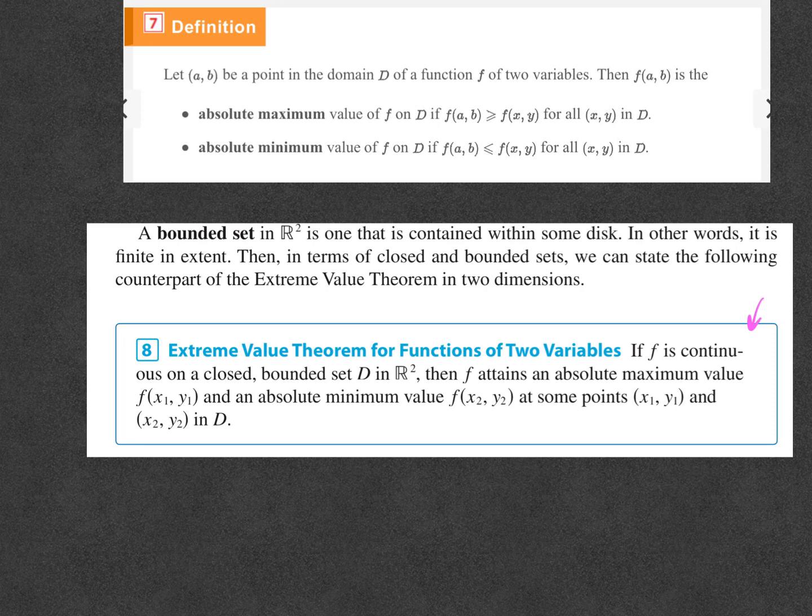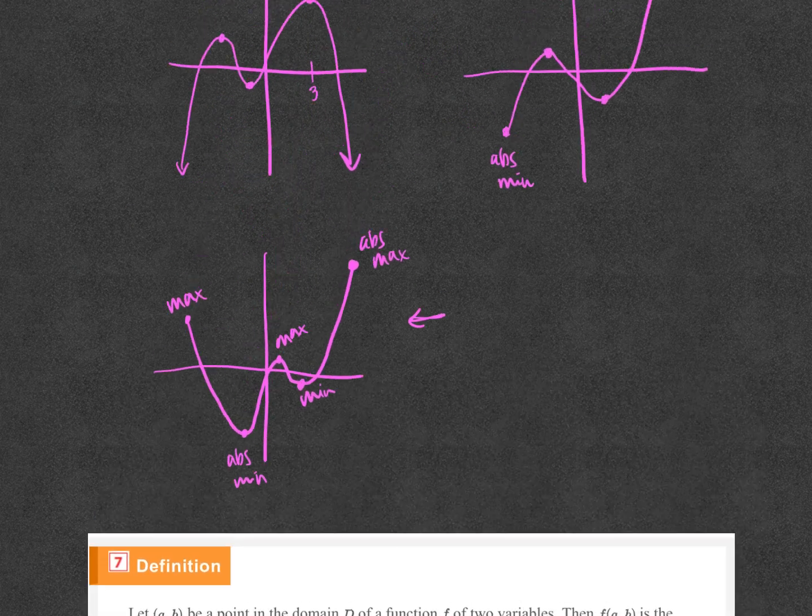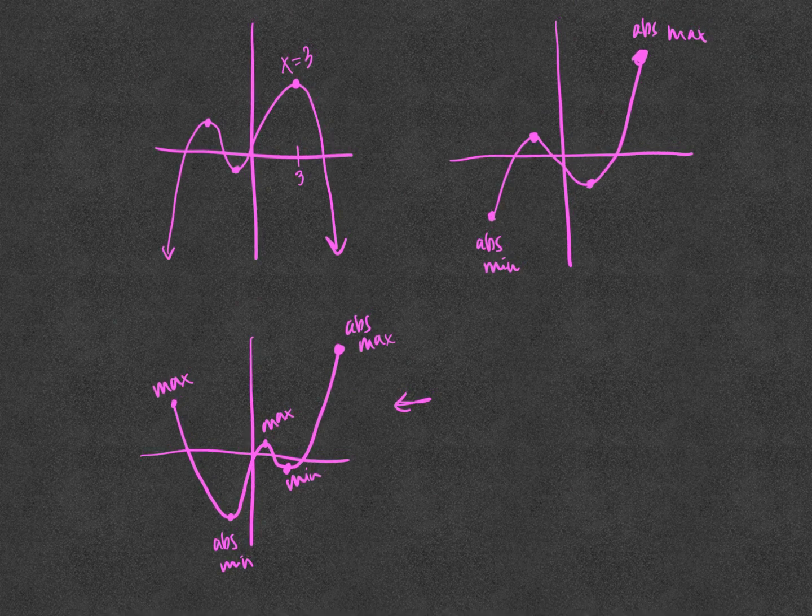So if you have a closed set, that means your endpoints are included, and bounded means it can't go to infinity. It has to start and stop at finite values. Then you will have an absolute maximum and you will have an absolute minimum. And you can see that from these two pictures that I drew. Not this one, this one is not bounded. These two are closed and they are bounded.